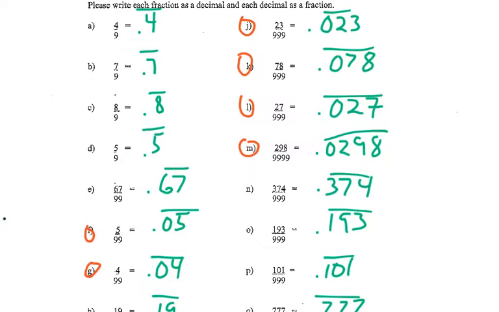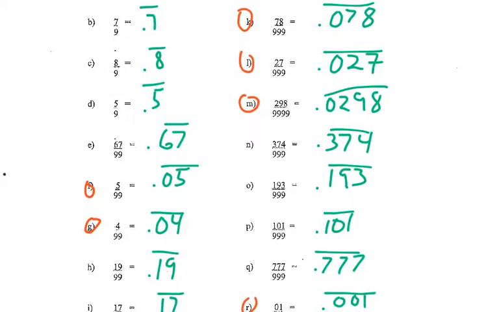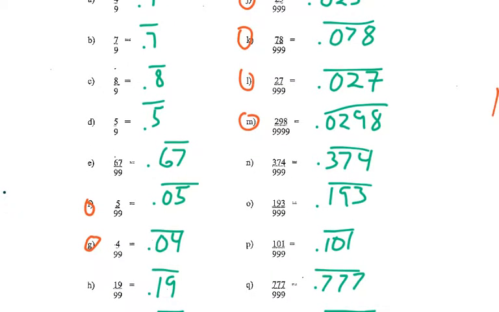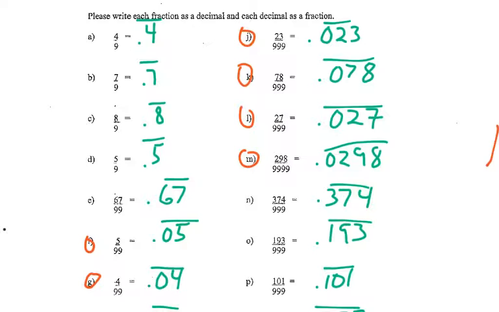I circled in red some of the ones that I thought were a little bit more tricky. For example, letter F and G. That's 0.05. That should be 0.04 because you have 2 numbers in the denominator, so you need 2 numbers that repeat, so you need the 0 placeholder. J, K, L, and M, same thing. M particularly, there's 4 numbers in the denominator, so I need 4 numbers that repeat.